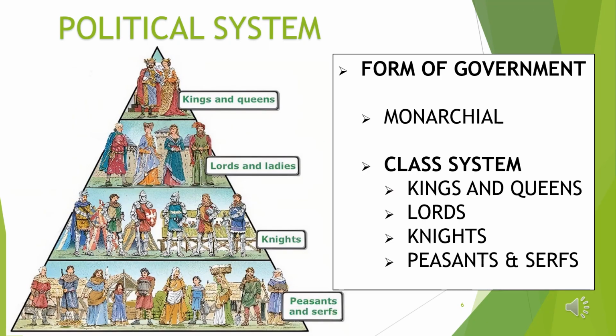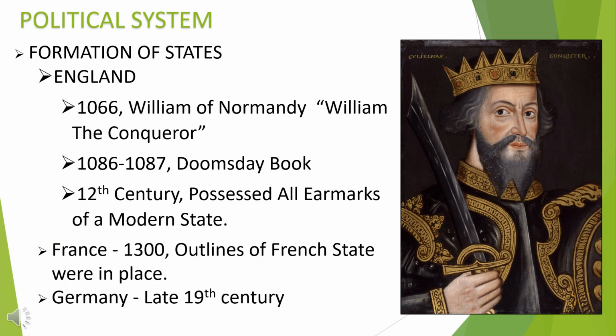At the time of the Middle Ages, they had a monarchical form of government. The class system included peasants and serfs at the bottom. Above them were the knights, and lords and ladies above them, and at the very top were the kings and queens. Around the time of the Middle Ages, we also start seeing the formation of states.